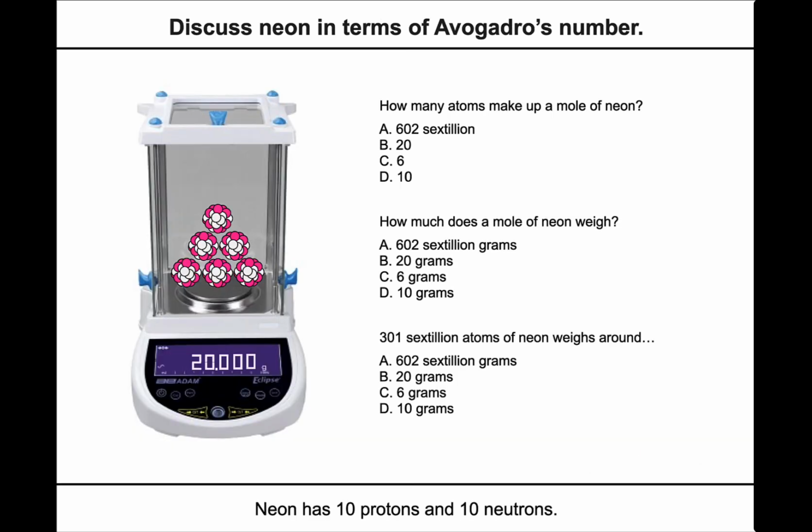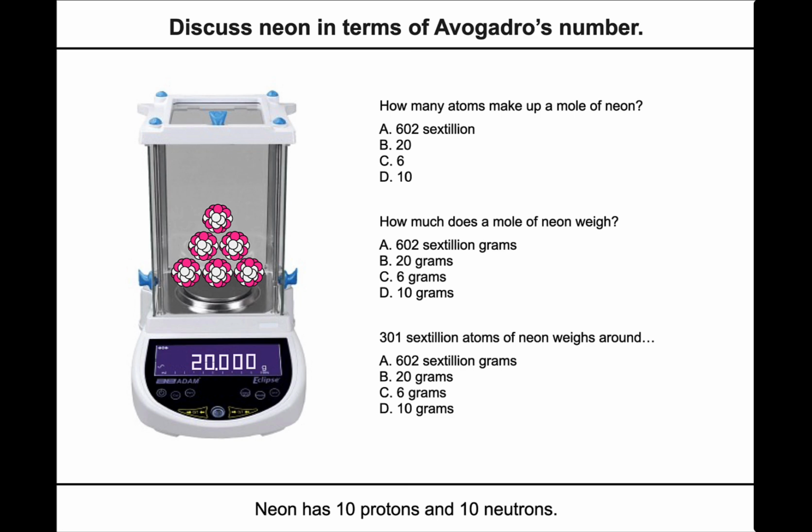We have another final test here. Pause the video and try to answer some of these questions. I want you to discuss neon in terms of Avogadro's number. Now, what is a neon? Neon's element number 10. Most neons have 10 protons and 10 neutrons. So think about how much that would weigh. What would a mole look like? Pause the video and try to answer these questions, and we will come back and answer them.